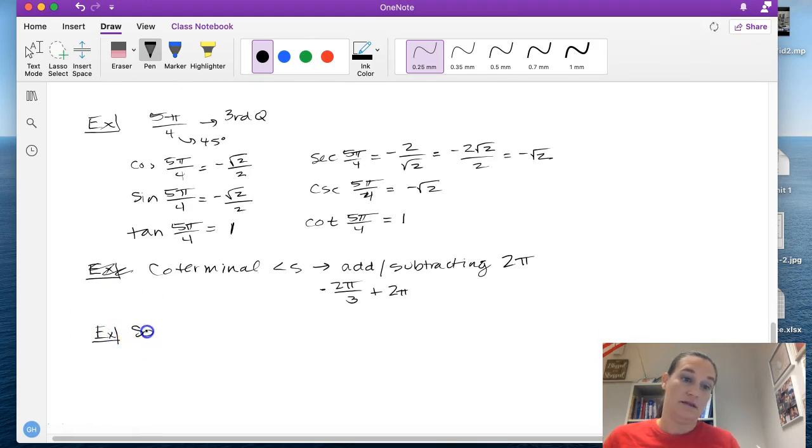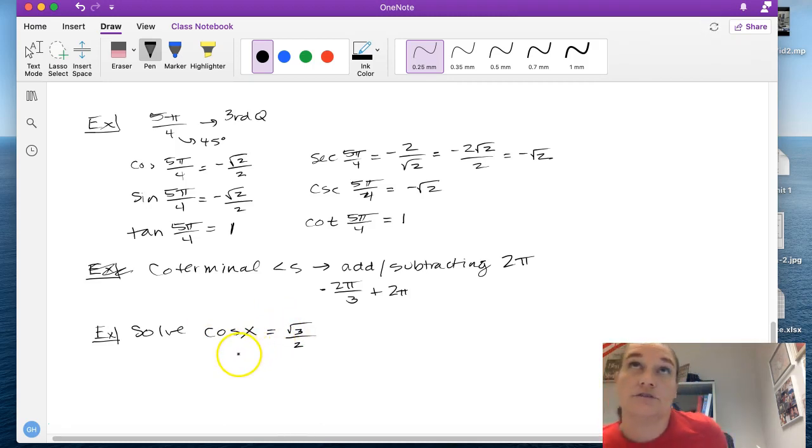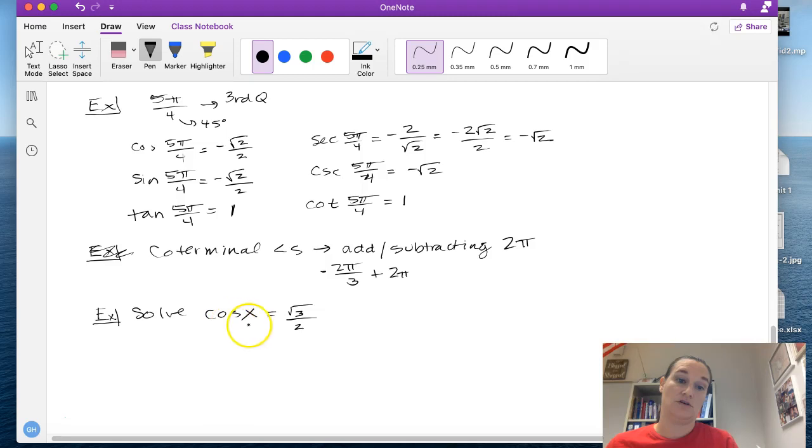Okay, so then let's solve cosine equals square root of 3 over 2. This is different than just finding the inverse cosine of square root of 3 over 2. Technically, inverse trig functions only have one answer because their domain and range are limited. For an equation like this, though, there are infinitely many answers, because cosine hits square root of 3 over 2, you think of that wave, infinitely many times.